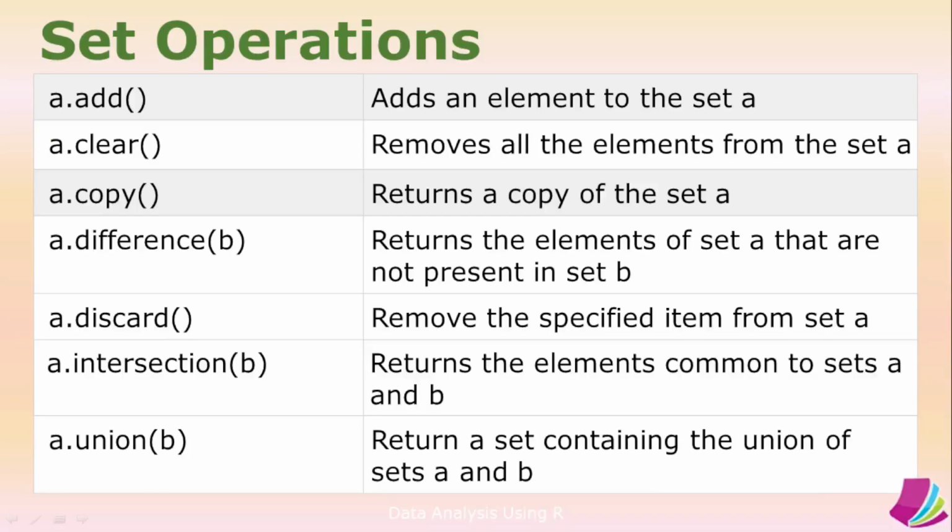And then we have difference, A dot difference of B. Read this carefully. It returns the elements of set A that are not present in set B. That means it returns the unique elements of set A. So if you consider two columns of data with numbers, and you want only the numbers in the first column that do not appear in the second column, that is difference.